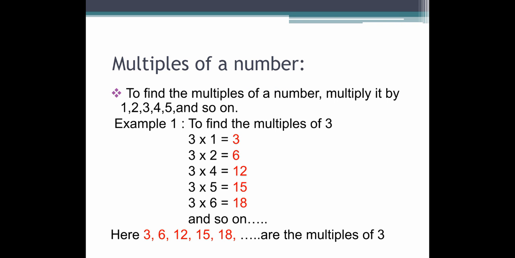So when you multiply 3 with 1, we get 3. 3 times 2, we get 6. 3 times 4, we get 12. 3 times 5, we get 15, and so on. So here 3, 6, 12, 15, 18, 21, etc. are the multiples of 3.